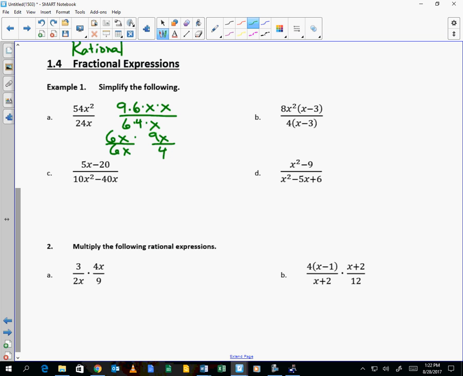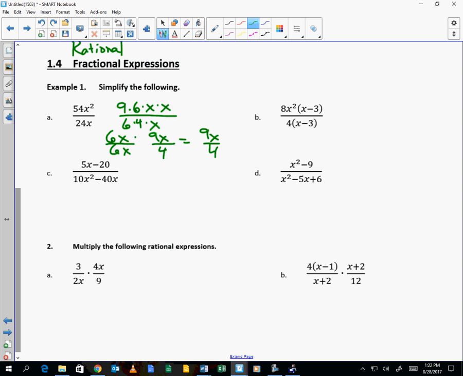Okay? Is everybody okay with that? So I just move them around. You're allowed to do that in multiplication. 6x over 6x is just 1. So that's really what you're doing when you are reducing these type of expressions, is you're looking for which parts make 1. Because 1 times anything is just itself. So you can see in this situation we get 9x over 4.